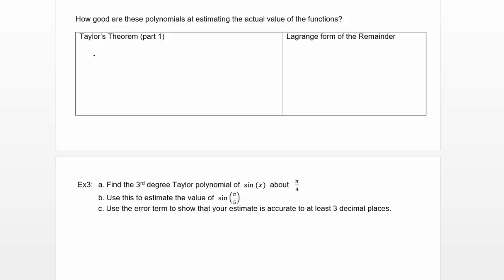Whenever you estimate, one of the reasons you estimate is because you think you're going to get close to the actual value, and moreover, you want to know, and you should be able to measure, how close you are. Taylor's theorem tells us how to do that.